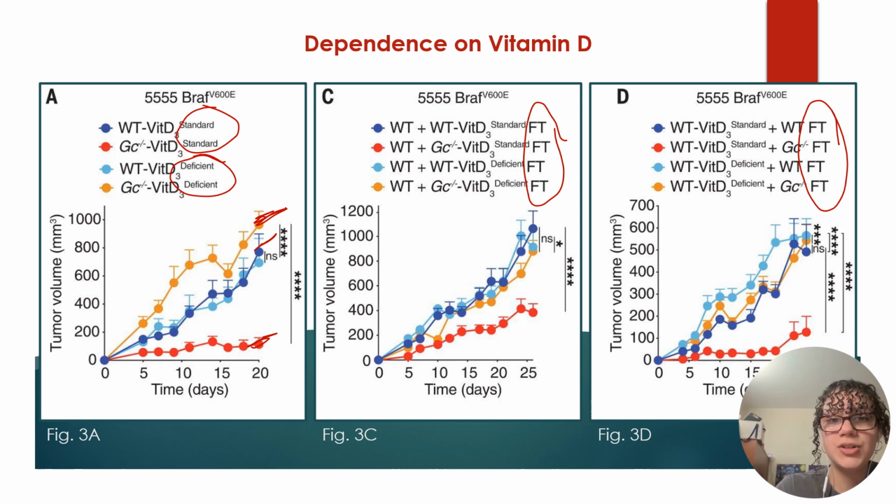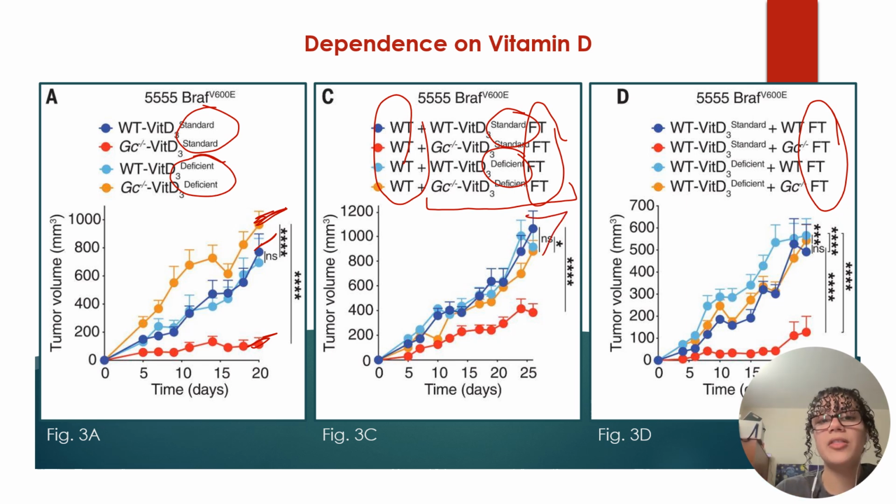So in this first one, the wild-type mice are given normal vitamin D, and it's only the fecal transplant that either has standard or deficient. As you note here, when there is deficiency, the tumor volume returns to normal, meaning that the mice that they got the fecal transplant from have to have been in a normal or high vitamin D environment.